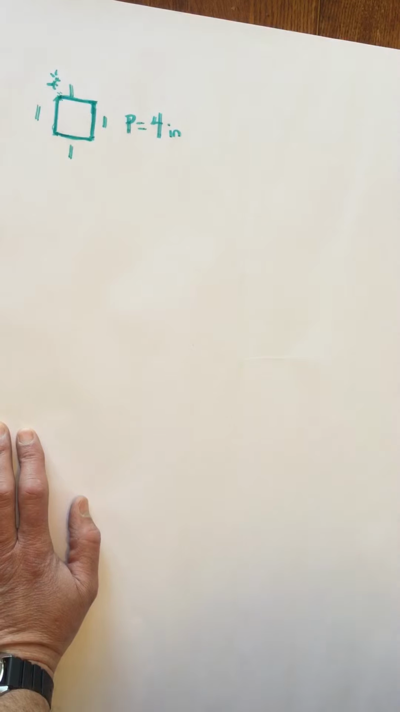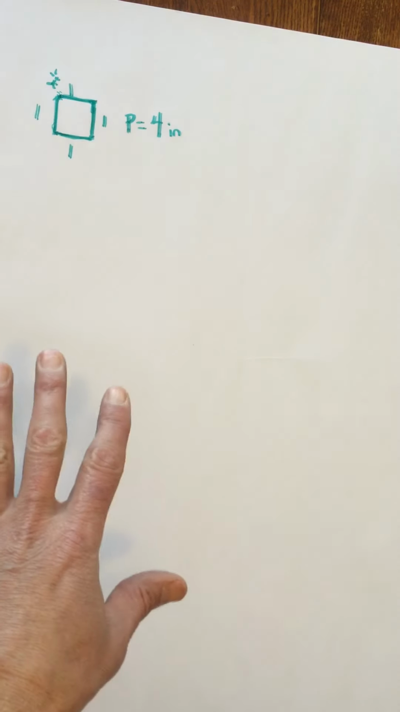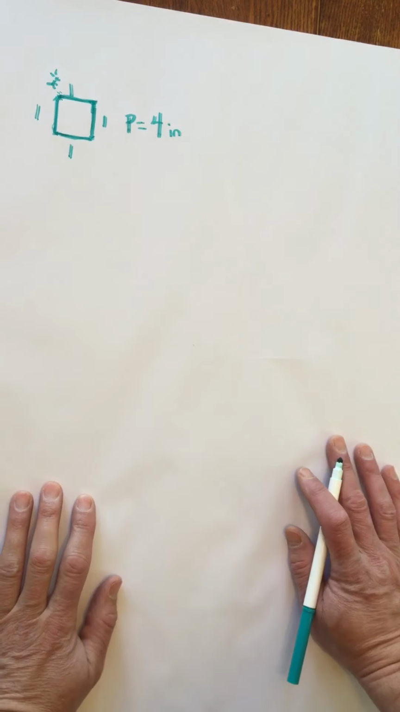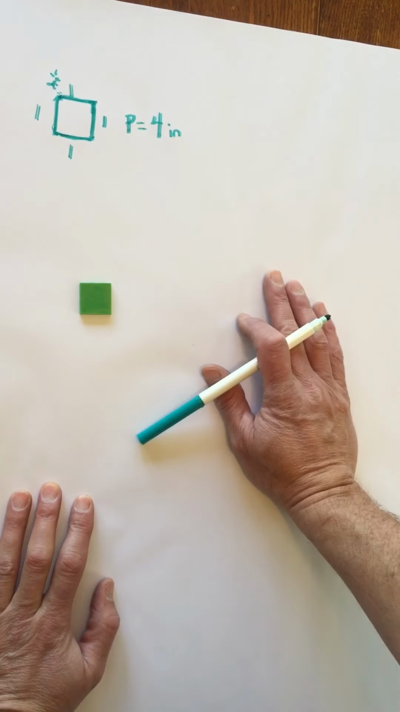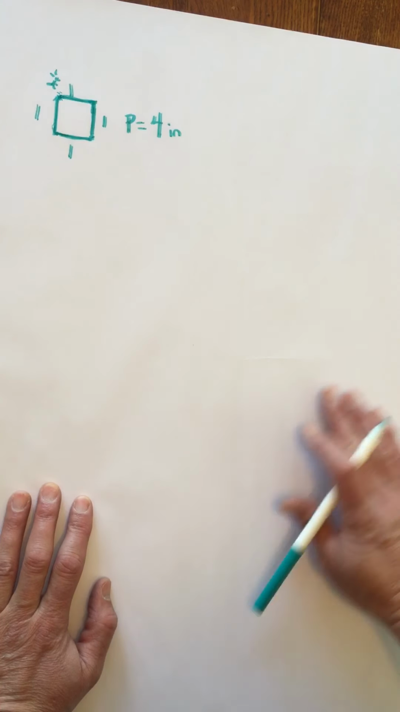Now, here's what you have to do. I want you to make square arrays all the way up till 10 by 10 and figure out the perimeter of each of those arrays. Now, we don't have to actually have a 1-inch cube to do it. We can do drawings of this.